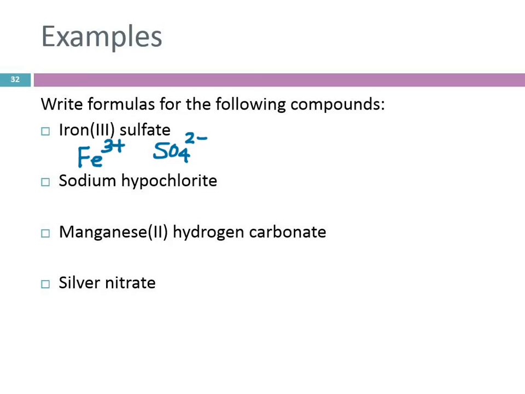So then we look at the charges, and the charges tell us how many of each are in the formula. So this is +3 and -2. Most students would prefer to do the crisscross thing there. And you're going to have Fe2. You're going to have more than one sulfate, so you're going to have to put it in parentheses, SO4, and then 3 on the outside. That's the formula for iron 3 sulfate.